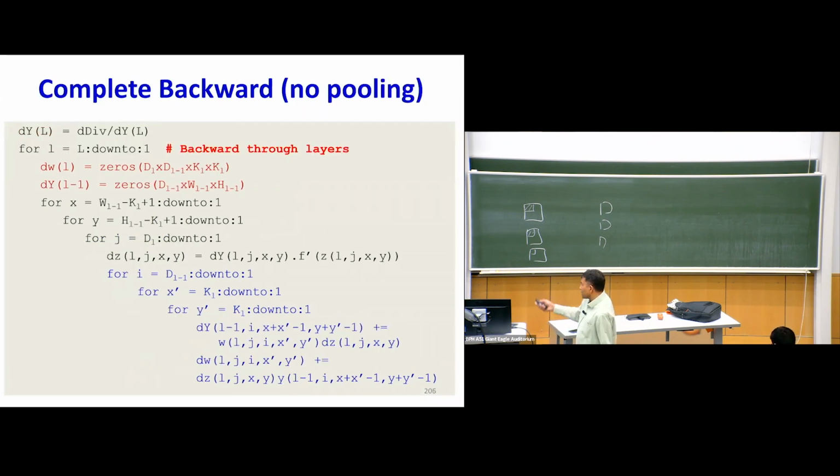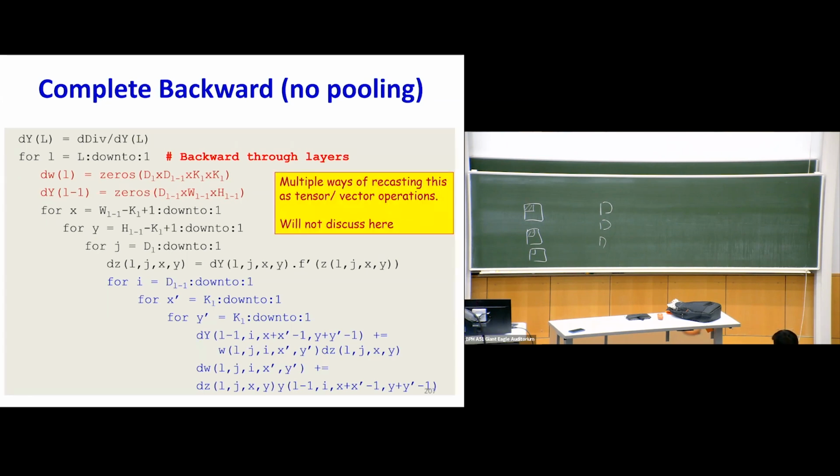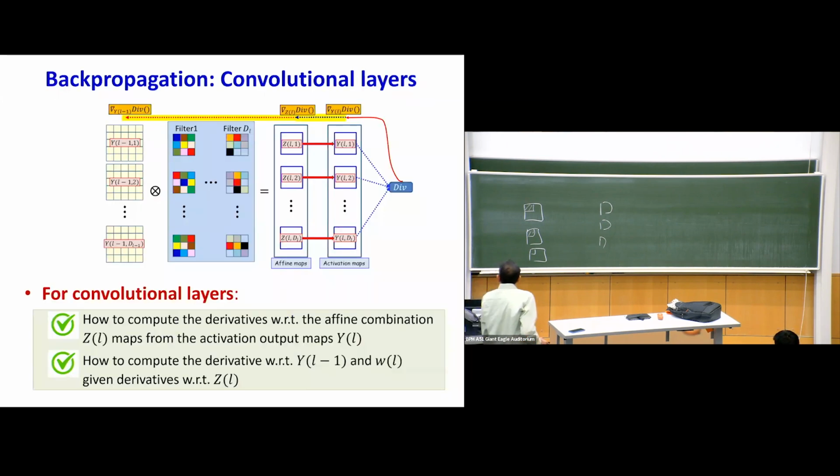Of course, I have to embed this within the layers loop as well. So is this making sense? This is very mechanical. You don't even have to think about it, right? That's exactly how the operations are performed going forward, so I can unwind the whole thing and perform the operations backward. The one thing you do have to worry about is that the derivatives accumulate, so you have to initialize these derivatives as zeros, and all of these are plus equals rather than merely equals. And there are multiple ways of recasting this as tensor vector operations. So we figured out how to compute derivatives for all the convolutional maps, right?